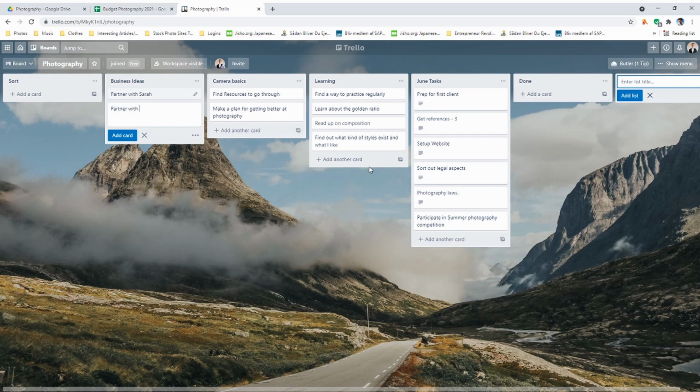Partner with real estate. That's a good one. They're going to need good pictures of their listings. So partnering up and getting a recurring deal where they get a discount, and I just get the job every time with a real estate company to take some of their listing pictures, would be very beneficial for both of us.